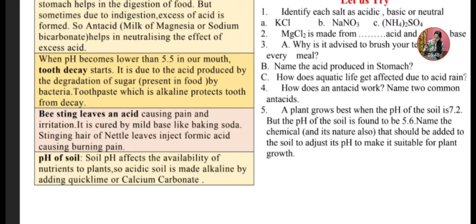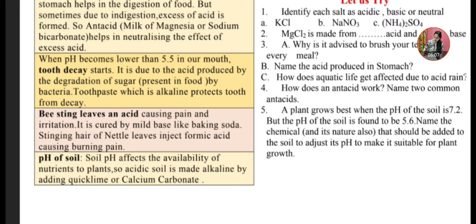Because a bee releases an acid, that is formic acid, in our body, and acid gets neutralized by a base, that is baking soda. Stinging hair of nettle. Students, nettle leaves are very poisonous. They inject formic acid and cause burning pain.